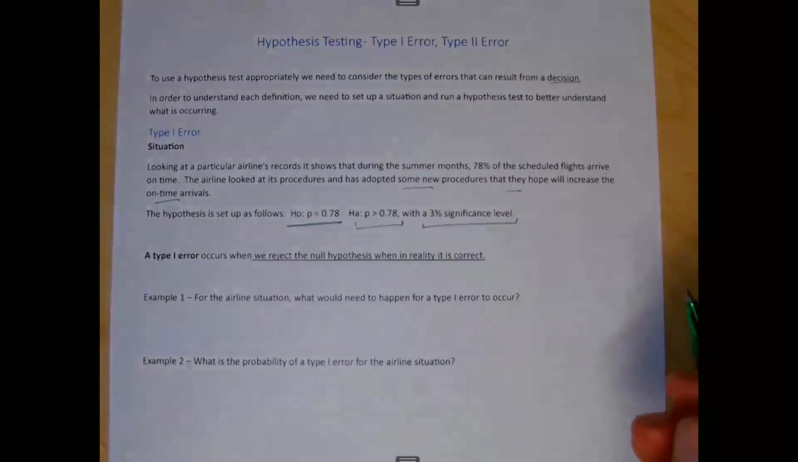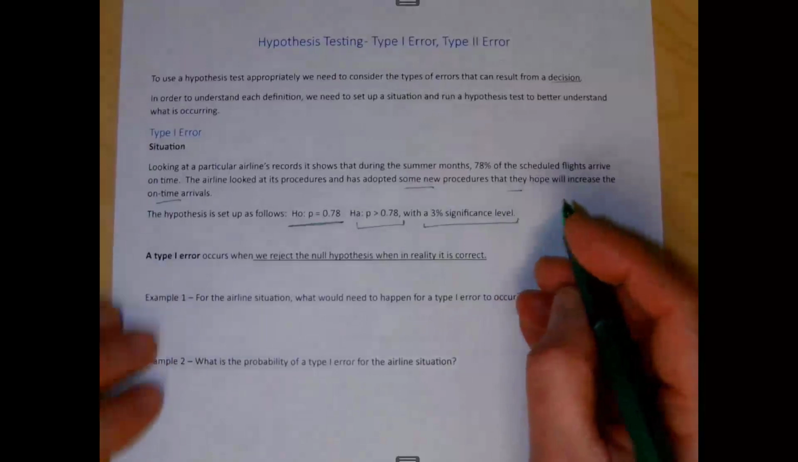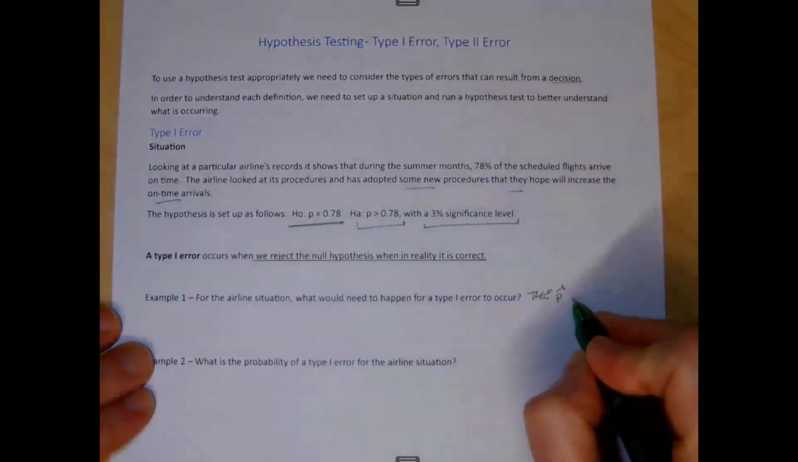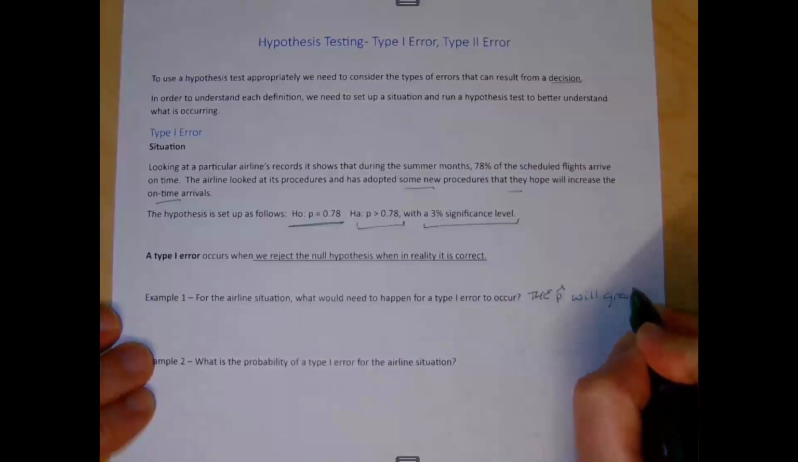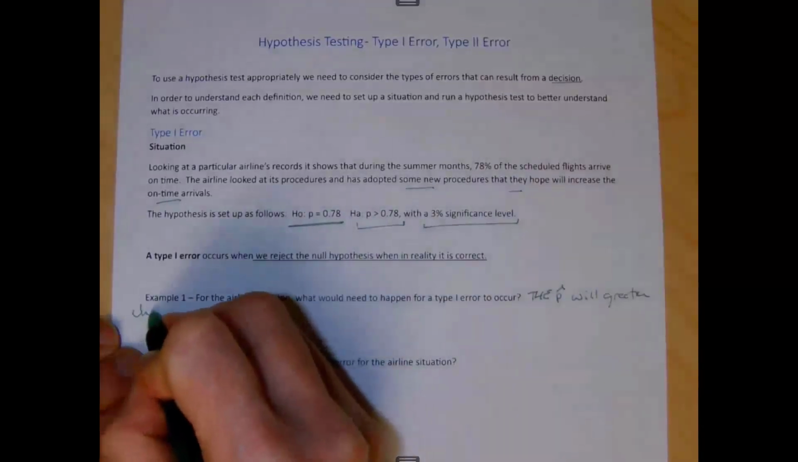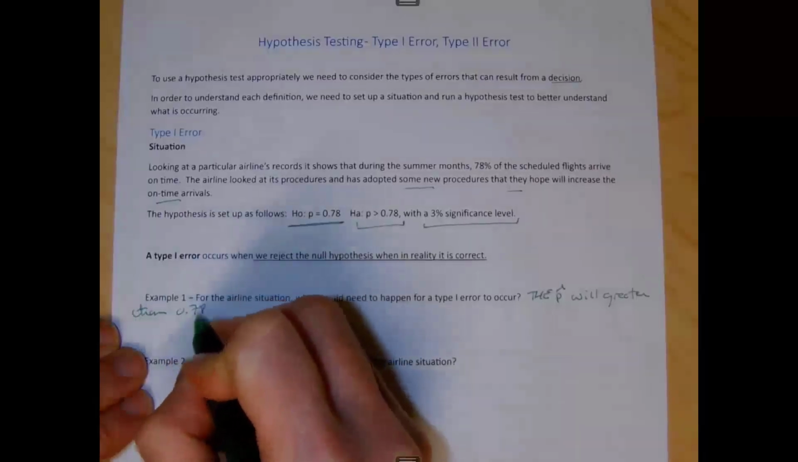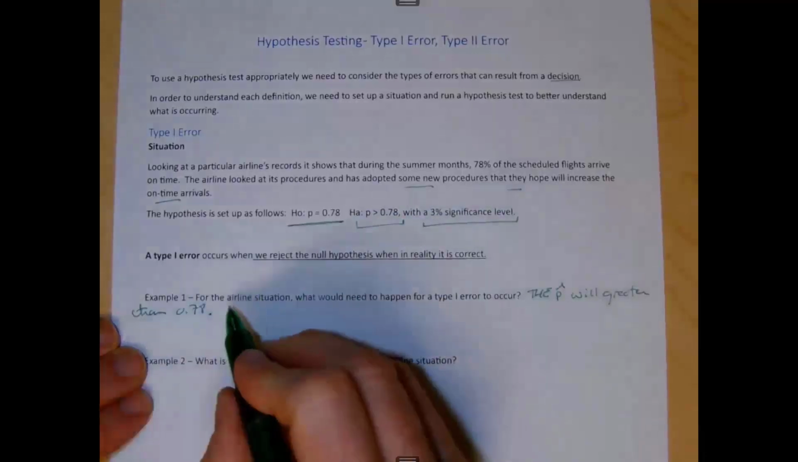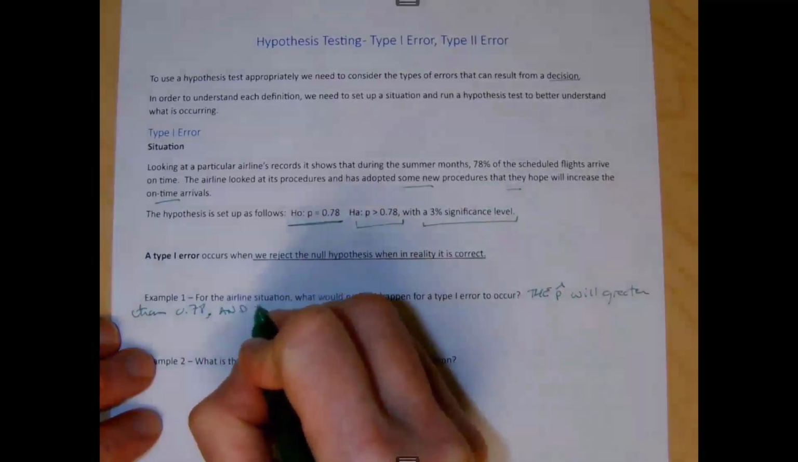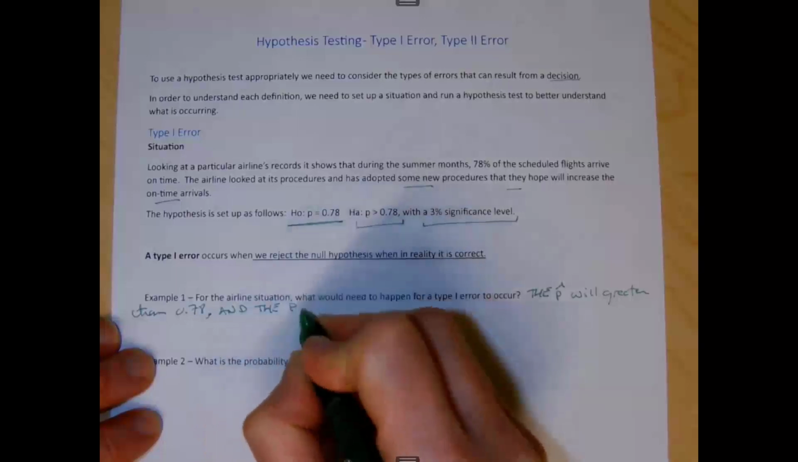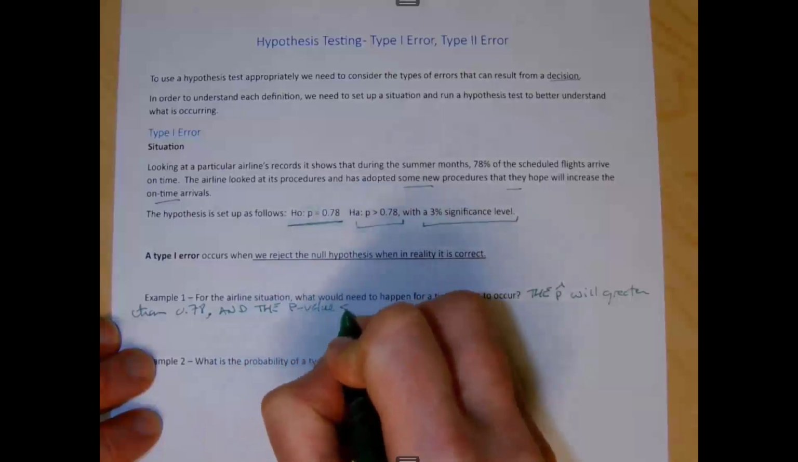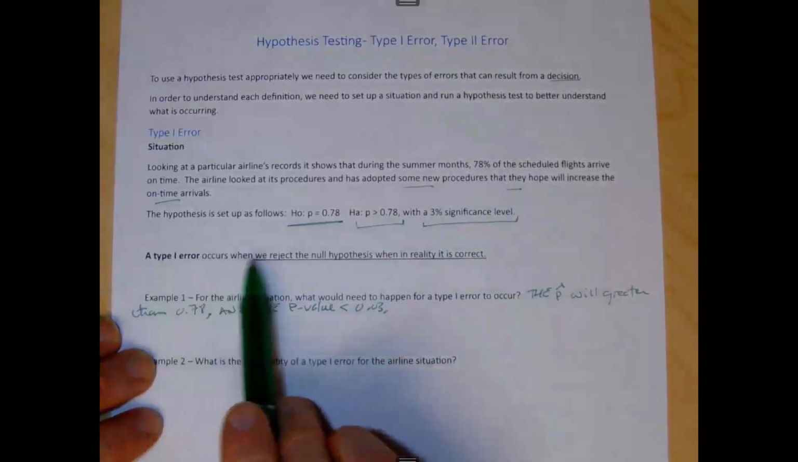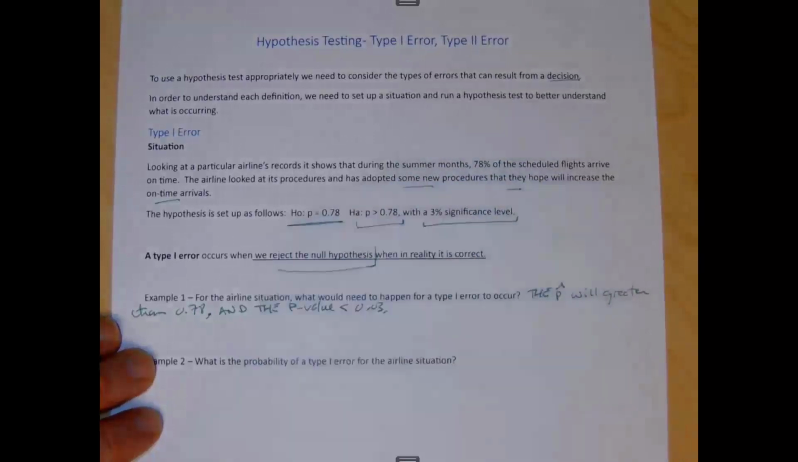Well, one thing that will have to happen, if I can go into a little more detail, is that p-hat will be greater than 0.78. In other words, we landed somewhere to the right of 0.78, okay? And the p-value will be less than 0.03. And why am I saying this? Because a type 1 error occurs when we reject the null hypothesis. So right now I'm just concentrating on that part.